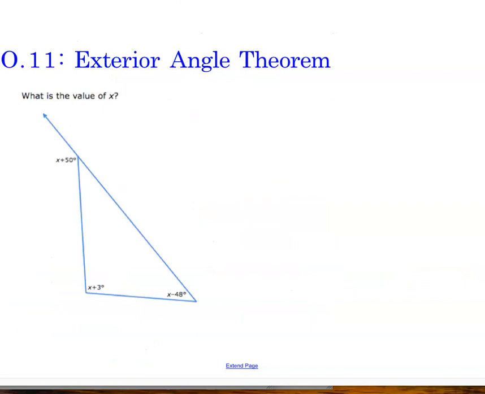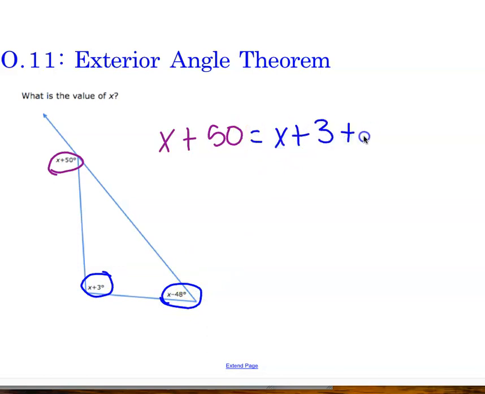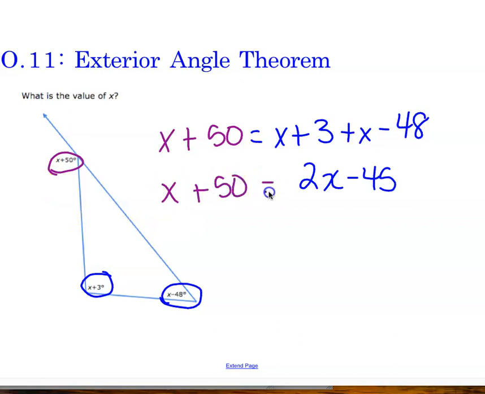I just want to do two last examples reviewing the exterior angle theorem. So the exterior angle theorem says the exterior angle, or x plus 50, has to be equal to the sum of the opposite two interior. So I have x plus 3 plus x minus 48. I combine my like terms and I get 2x minus 45 has to be equal to the x plus 50.